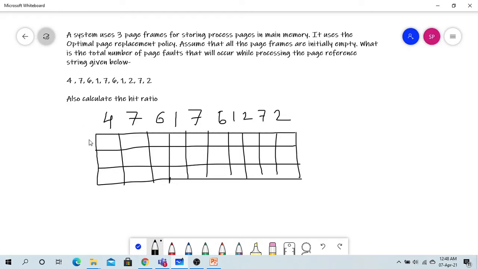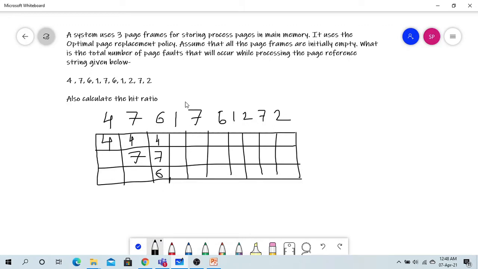Hence, the first reference which we have is 4. Initially the memory is empty. The 4 will come in the first frame. After that we have page number 7. So 4 will remain as it is, and we will add page number 7. Next is page number 6. 4 remains as it is, 7 remains as it is, and in the remaining frame we put the 6. Now all the 3 frames are filled.